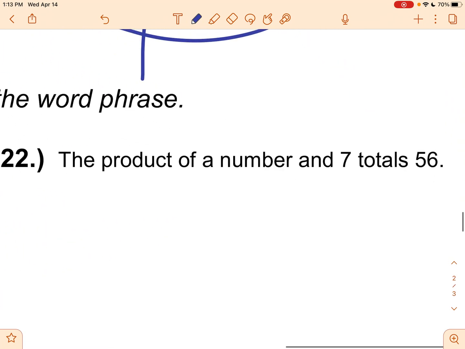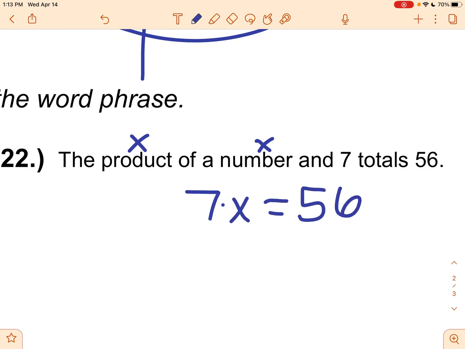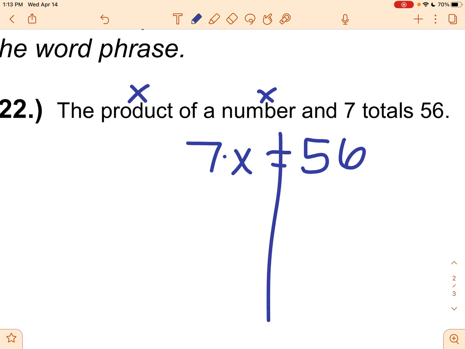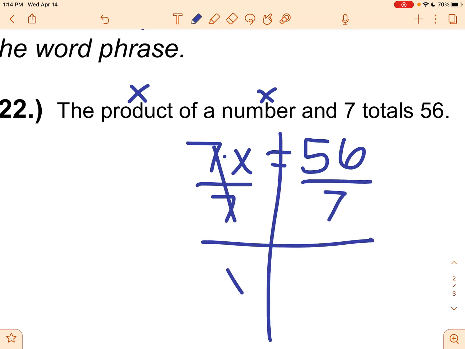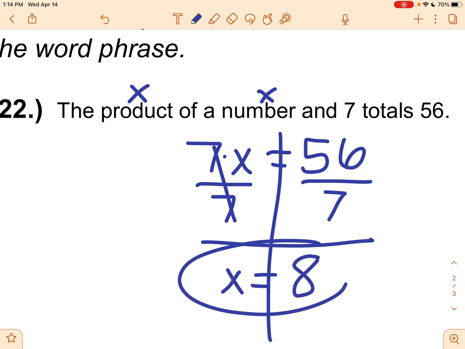Moving on to number 22, the product of a number and 7 totals 56. So product is multiply, so we're multiplying a number, we'll just use x. So we're taking 7 times x, and that gives us a total of 56. Now we need to solve. We divide both sides by 7. We get x equals 8.